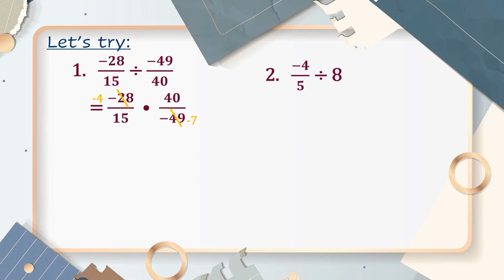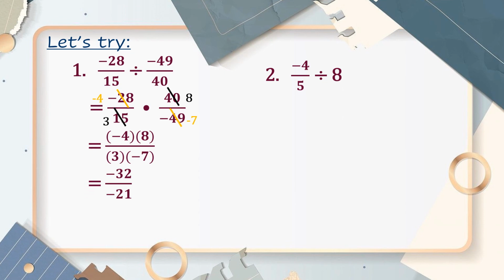Another pair. Pwedeng i-cancel si 40 at si 15 dahil divisible sila ng 5. So, 15 divided by 5 is equal to 3. 40 divided by 5 is equal to 8. So, meron pa ba tayong pwedeng i-cancel? So, kapag wala na, let's multiply the fractions. So, we have negative 4 times 8 for the numerator and 3 and negative 7 for the denominator. So, we have negative 32 over negative 21.